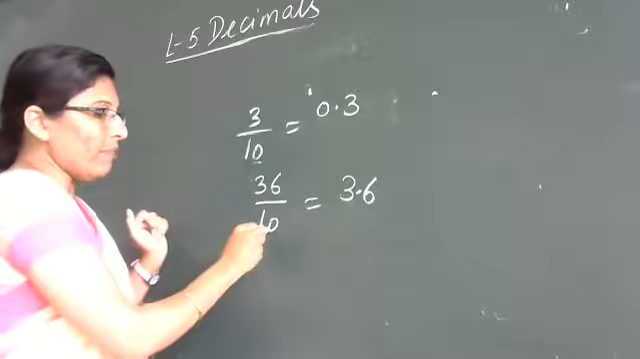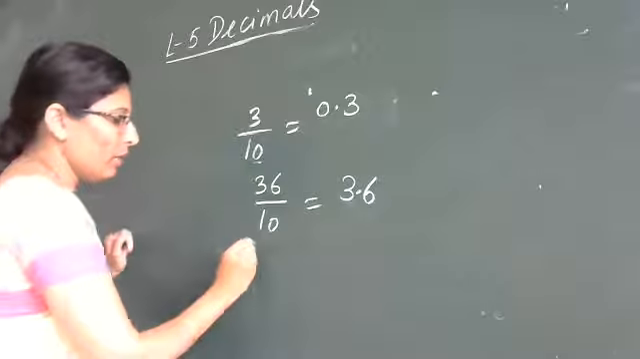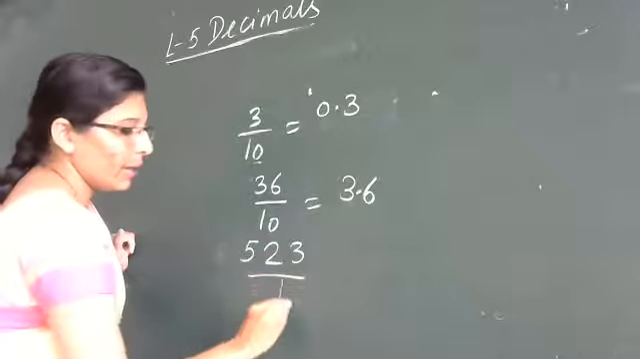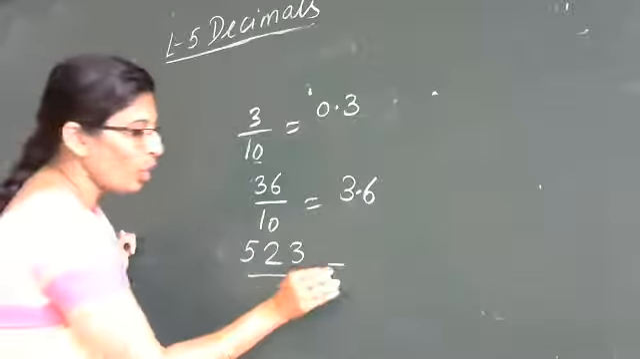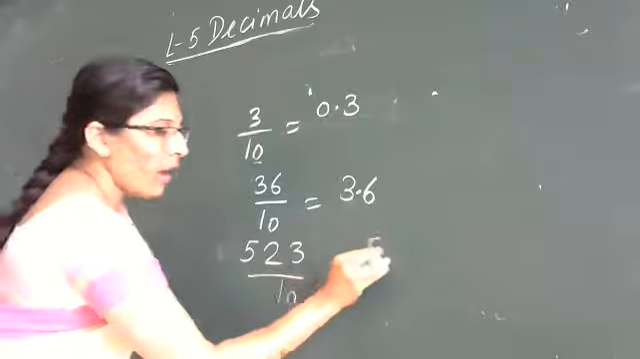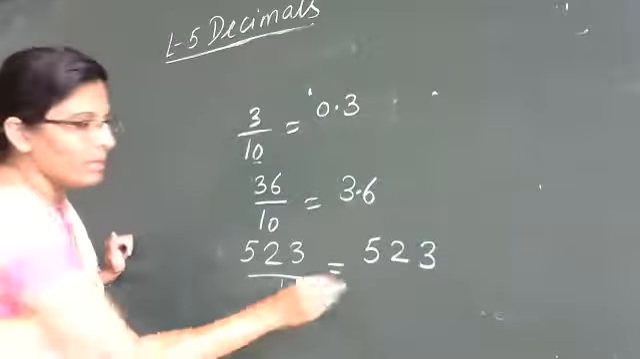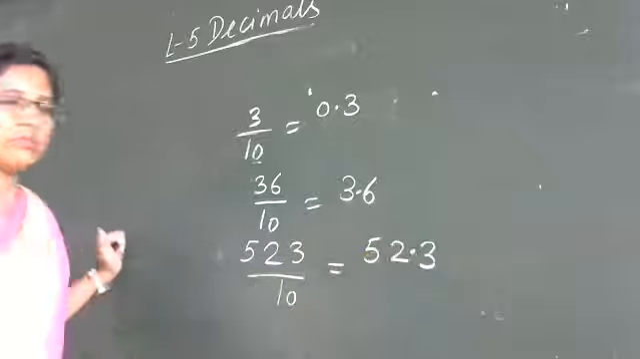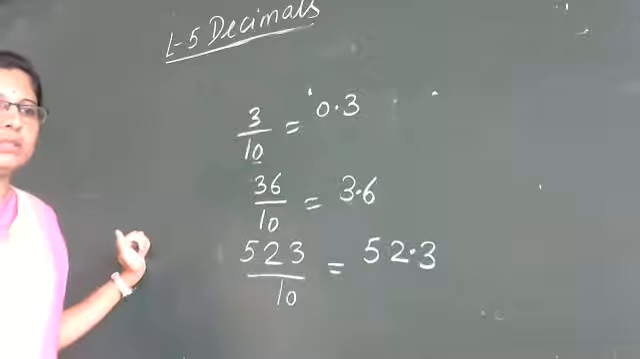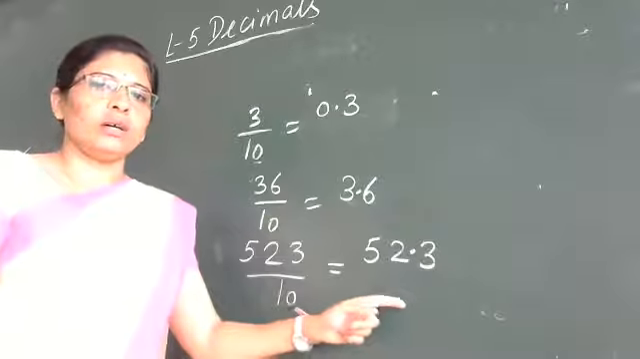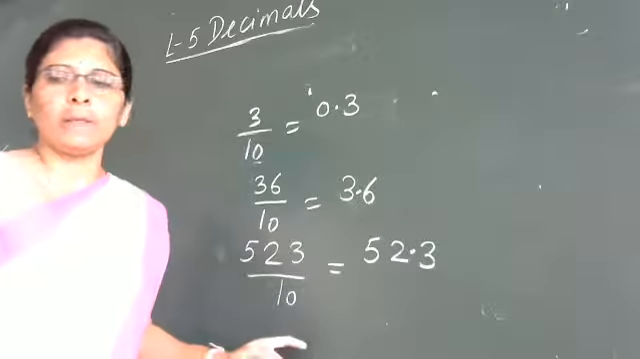Okay. So whenever 10 is there, now see, 523 by 10. What you have to do? You have to write 523, and put the point after one digit from the right. Now understood how to do it by 10?